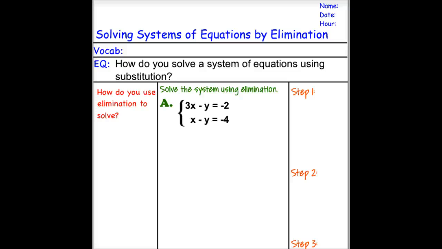We will now continue with our lesson on solving systems of equations, this time using the process of elimination. So when we look at this first problem, 3x minus y equal to negative 2 and x minus y equal to negative 4, our first step is going to be to set up the equation so one term is opposite of the matching term in the other equation.